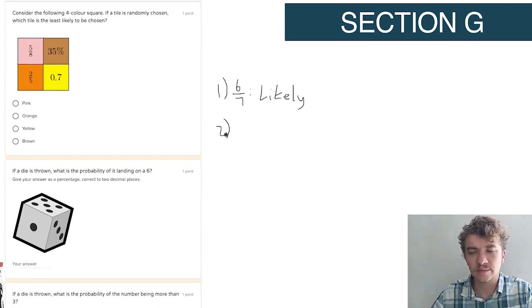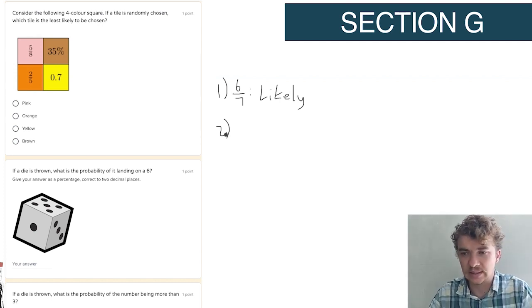Question 2. Consider the following 4-color square. If a tile is randomly chosen, which tile is the least likely to be chosen? And you're looking for the smallest probability in one of the squares. So now you have 2/5, 5/8, 35%, and 0.7. So I guess it might be the easiest if you write everything as decimals.